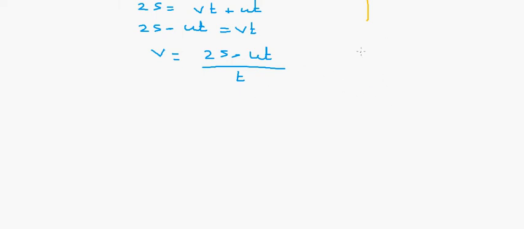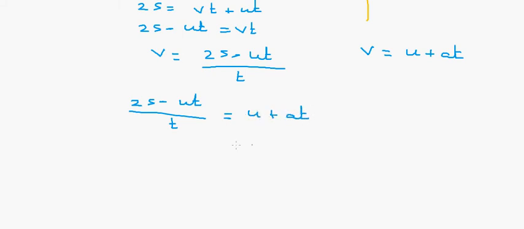Now let's just plug it back in the first kinematic equation. The first kinematic equation was v is equal to u plus at. So this term is gonna be substituted over here in place of v. So this is gonna be 2s minus ut over t, equal to u plus at. Now if we take this t on this side, we're gonna get 2s minus ut is equal to ut plus at squared.